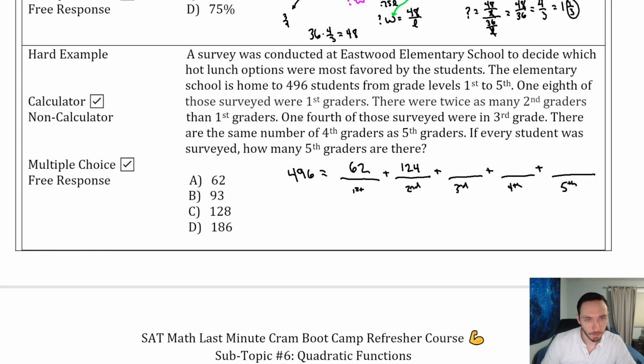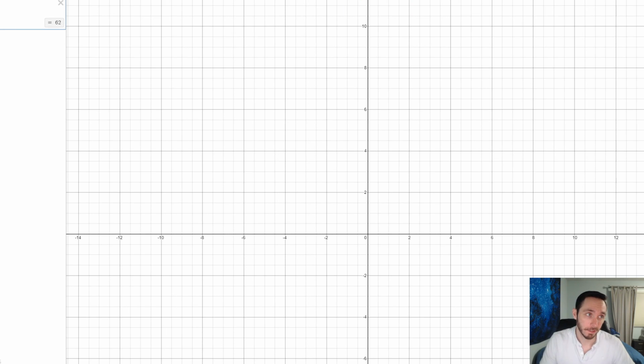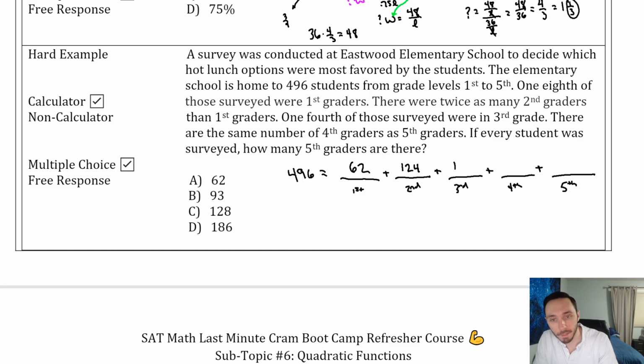There were, okay, so 1/4 of those surveyed were in third grade. So I got to find 1/4 of 496 now. So divide that by 4 instead of an 8, and you get that 124 again. So looks like the same number of third graders and second graders. There are the same number of fourth graders as fifth graders. Okay, so I'm just going to put X for these, and that's maybe what I have to solve for. If every student was surveyed, how many fifth graders are there? We're just solving for X.